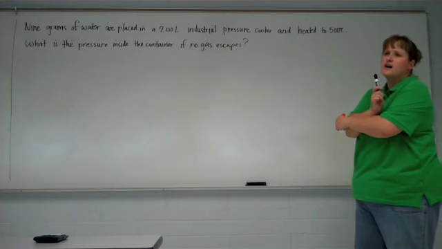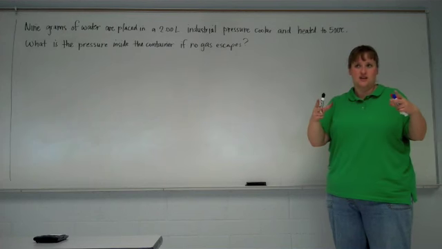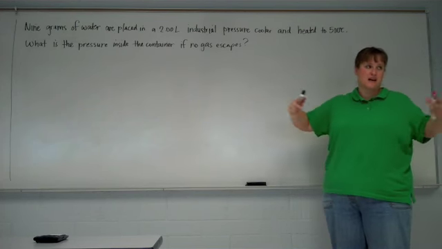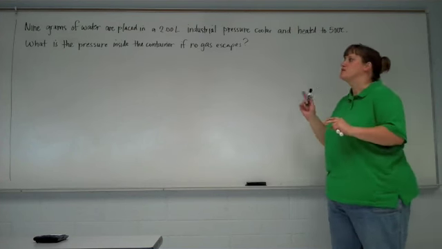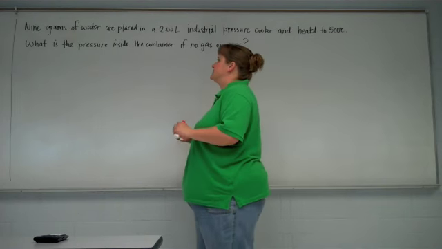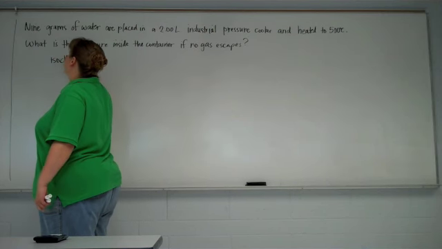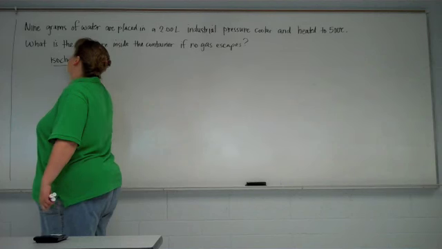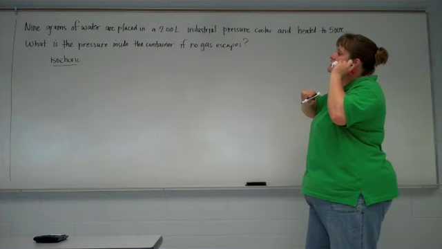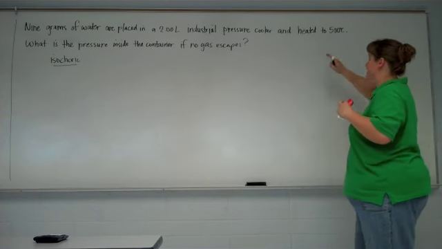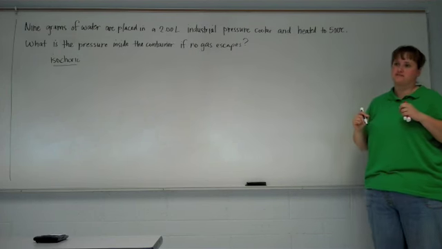The volume of the pressure cooker will stay constant. The cooker itself is not designed to expand and get bigger. It's not designed to collapse and get smaller. So the volume will stay constant. So this would be an example of an isochoric process. So we're looking for the pressure in our container when the temperature is 500 degrees Celsius.